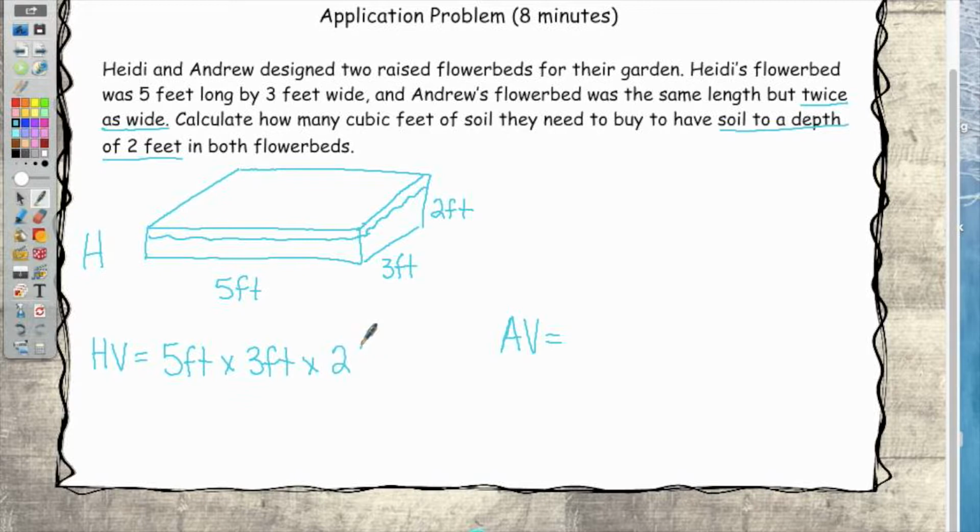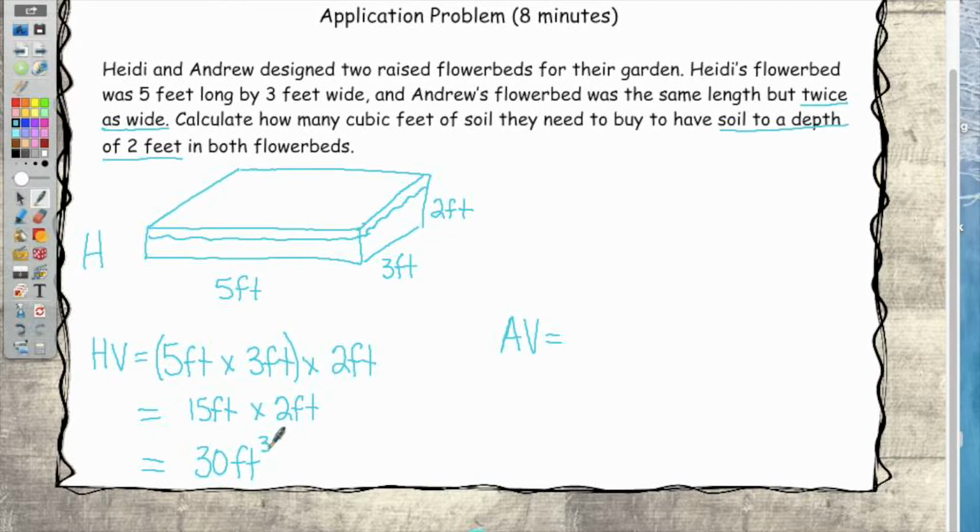Now don't tell me what it is, just work it out. And if you remember correctly, on Friday I gave you a new format to use. So I want you to use that format. And don't forget your label of cubic feet. So it looks to me like Heidi's going to need 30 cubic feet of soil.